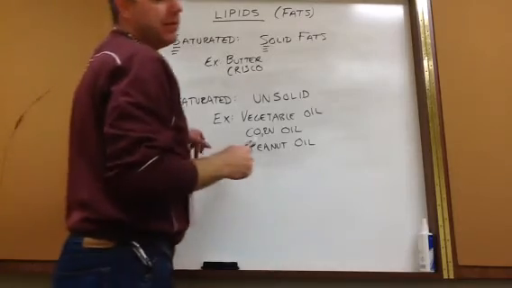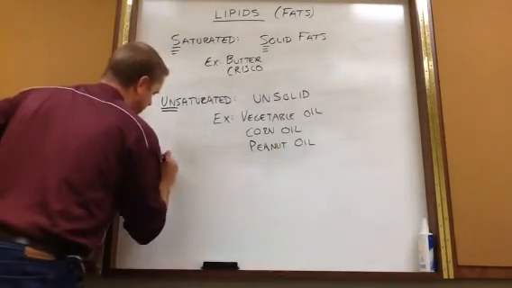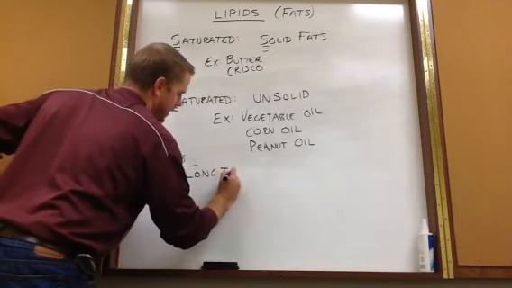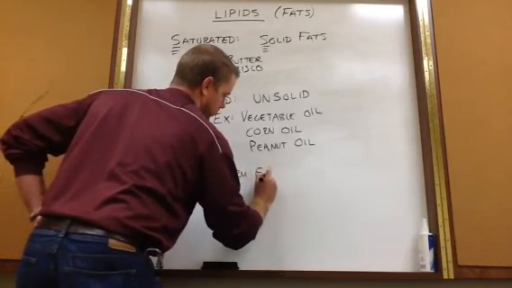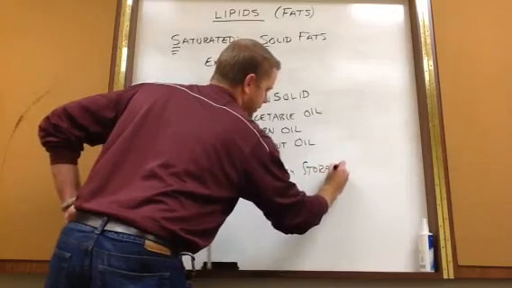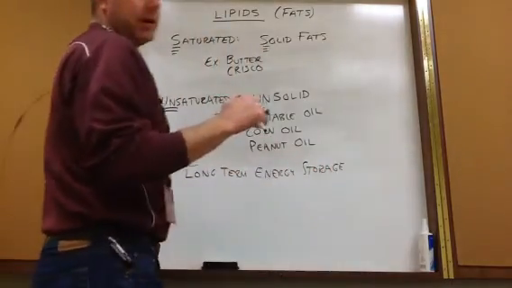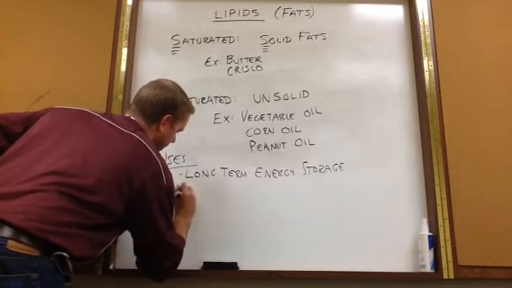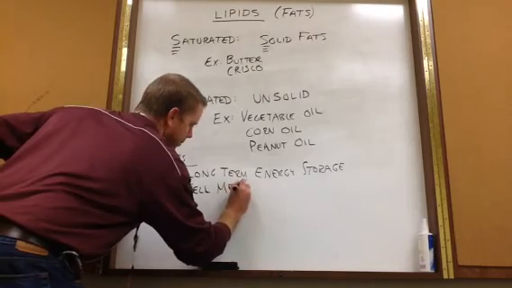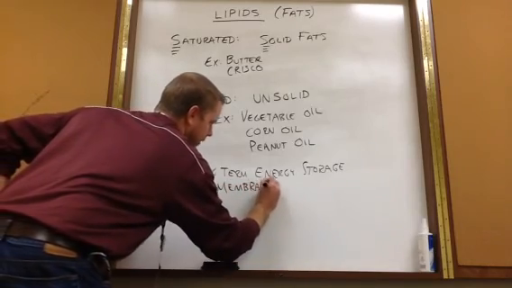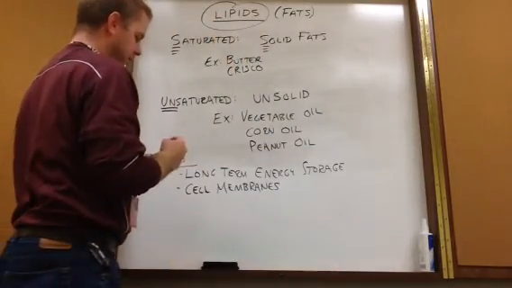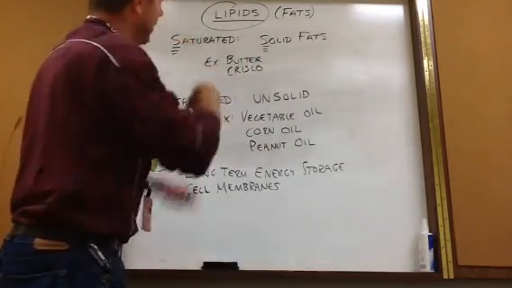So what are we using lipids for? Well, there's a couple of things. Number one, the uses are long-term energy storage. And the second thing that we're going to do here is we're going to help to support in your body your cell membranes. Because cell membranes are composed of and made up of something called phospholipids, which we will get to when we talk about cells. And that's all about lipids.